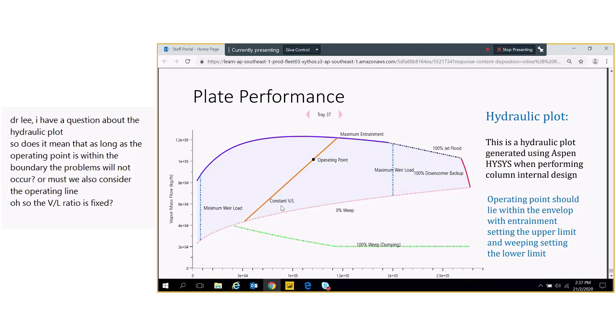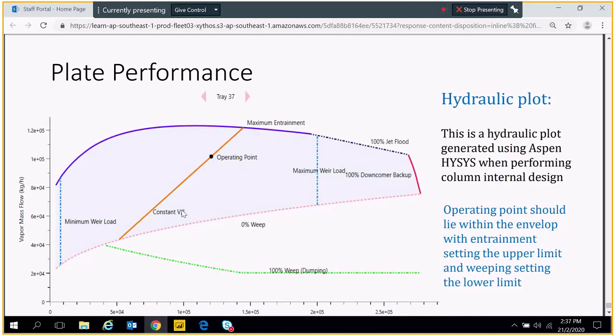Yes, in this case here, it's fixed for each tray. This is, in this example, tray number 37. It's fixed. But when you go to another tray, then you have to check. You check the vapor and the liquid flow rate. You check the flow rate. Then you go to another tray. You find the ratio may be different. A tray 36 or tray 35 or tray 38. You may find that the ratio here is different.